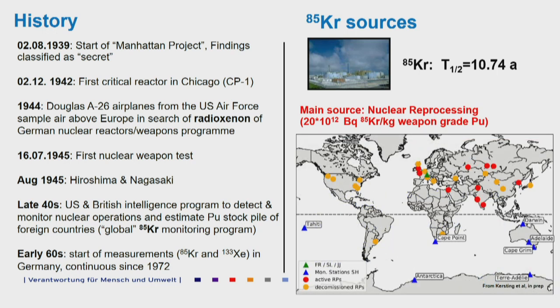This shows a plot of the active reprocessing plants globally. You can see the red dots here. They are the active reprocessing plants, and they are all located in the Northern Hemisphere. There are a couple of decommissioned reprocessing plants in the Southern Hemisphere, and this makes krypton-85 in particular useful for the study of interhemispheric exchange between the Northern and the Southern Hemispheres.